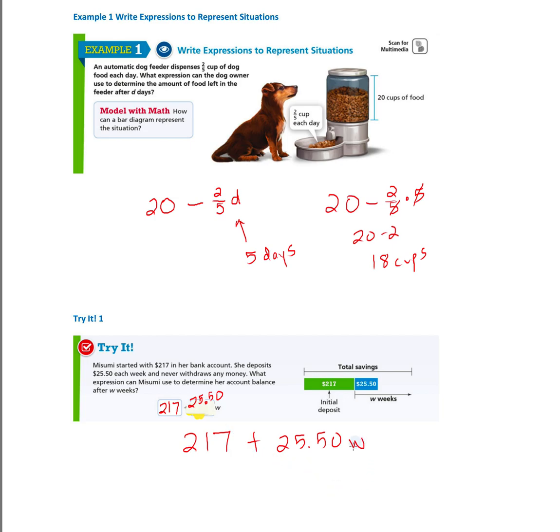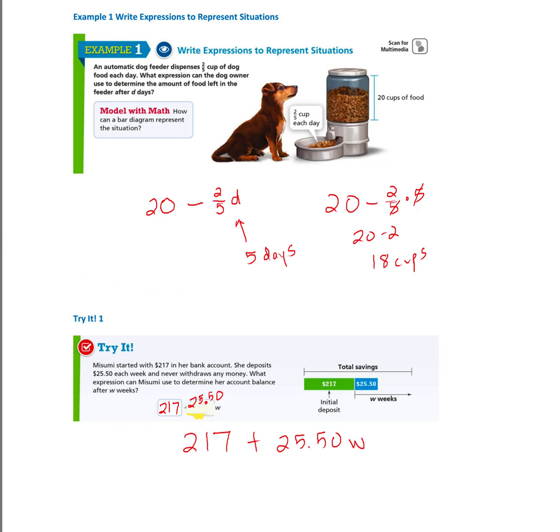Now, we need to understand why the w goes with the 25.50, and that's because it was 25.50 each week. That 25.50 is not a one-time thing. That 25.50 is each week. So your variable goes with the part that is repeating or continuing on. The 217 is just the starting amount. It doesn't have the weeks with it because it's not dependent upon the weeks. So hopefully those two examples make sense.